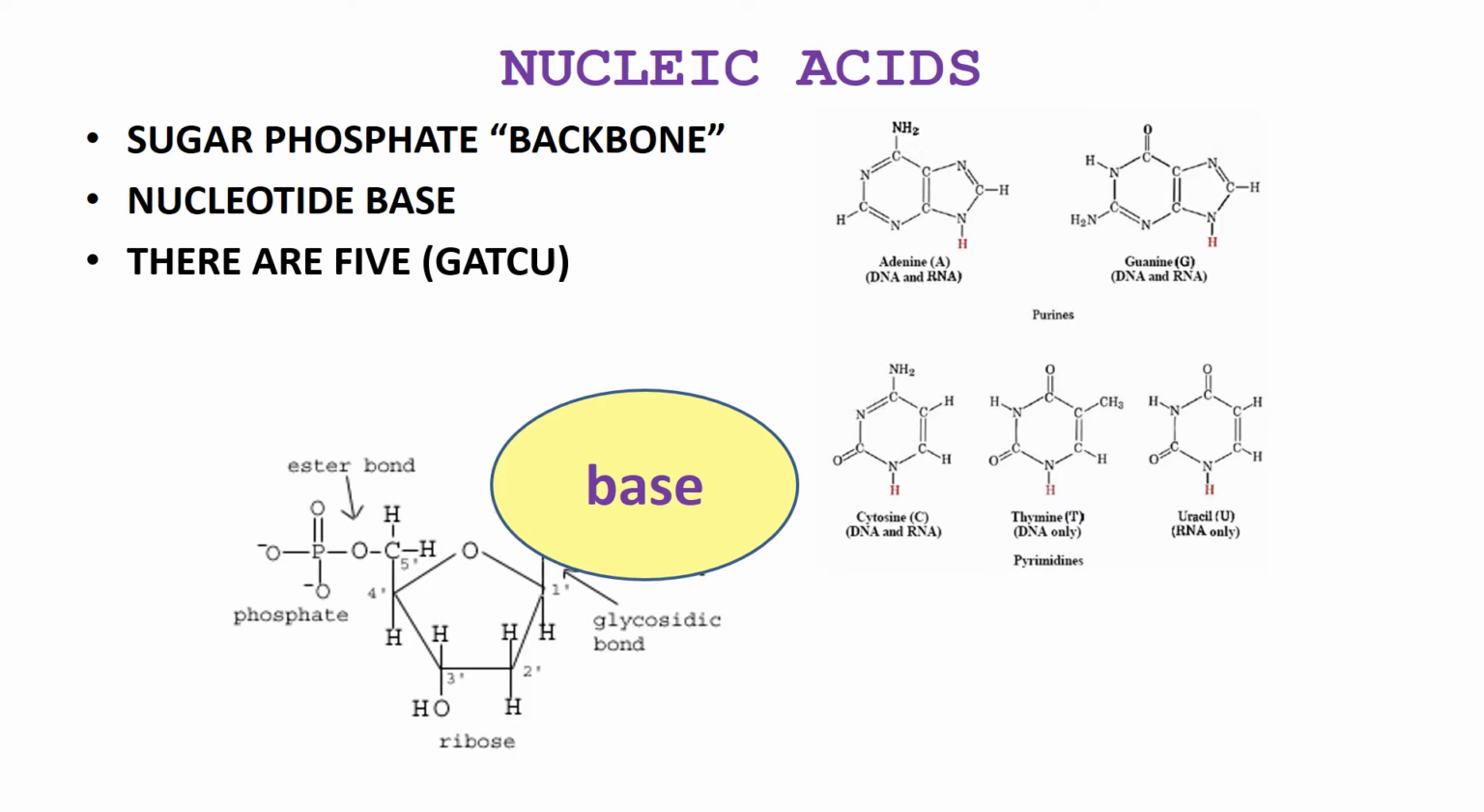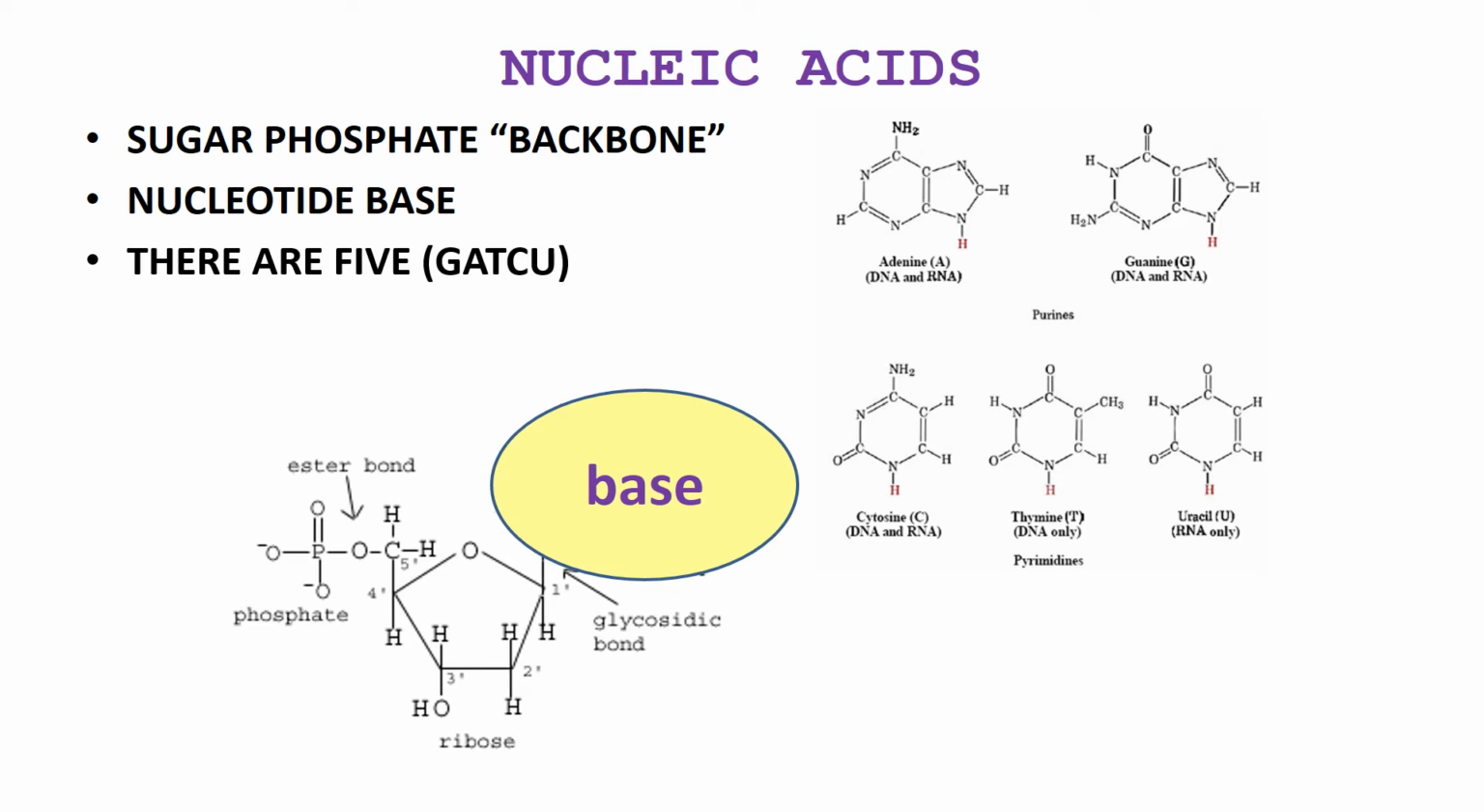So let's talk about the differences between DNA and RNA. The first difference is that DNA is composed of two strands. This is in contrast to RNA, which is composed of only one strand. The sugar found in DNA is deoxyribose. This is in contrast to RNA, where the sugar is called ribose.